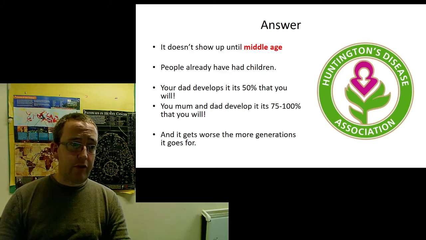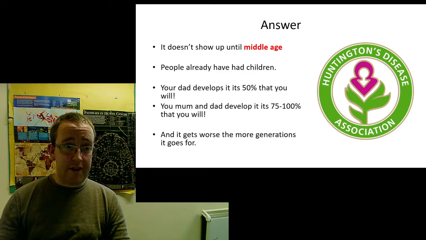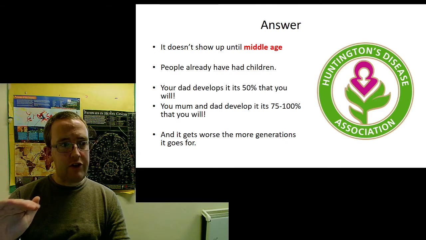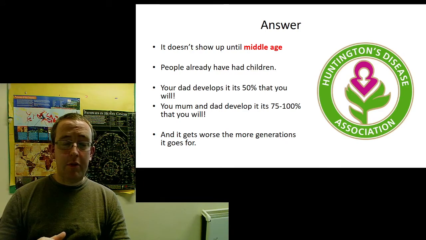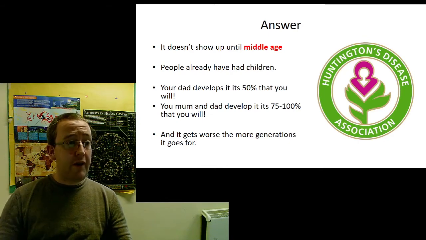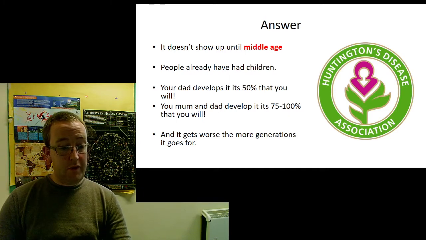So terrible, terrible disorder, right? Much more serious than polydactyly. It's a dominant disorder, but it's that middle-age thing that means it persists in the population. And can I commend to you the work of various charities like the Huntington's Disease Association, who support families and research for people with this condition.